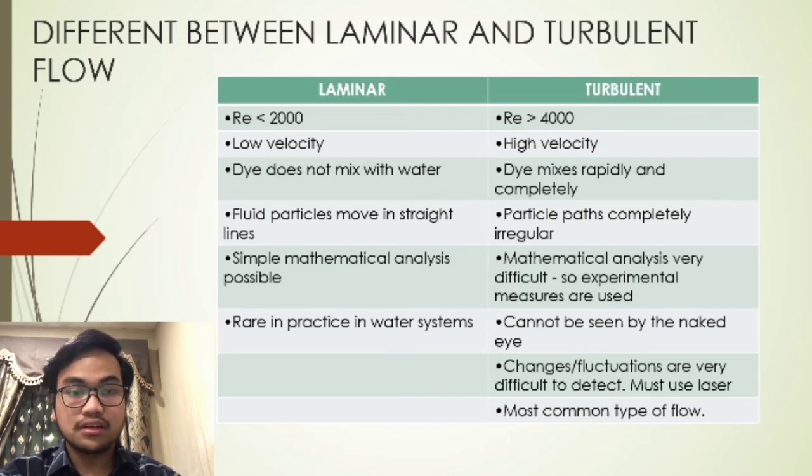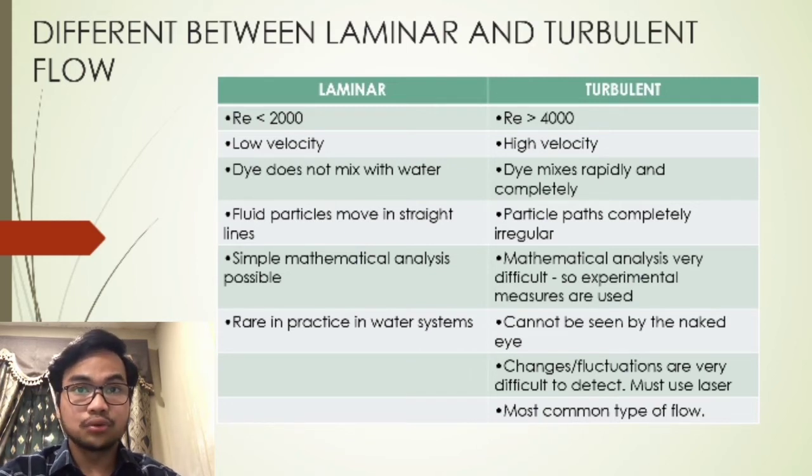I will tell you the difference between laminar and turbulent flow. For laminar flow, the Reynolds number usually is below 2000, and for turbulent flow, it is more than 4000. For laminar flow, it has low velocity, but for turbulent flow, it has high velocity. As you can see from what the first presenter described, there is also a picture of the flow, and you can see the difference in velocity.